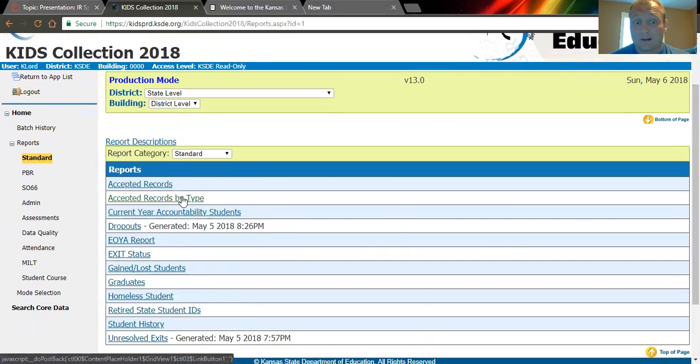We have many types of records for many different reasons. I can sort them by type. Current year accountability students, that's what students am I accountable for in my building or my district. And then the rest are just kind of some helpful things.